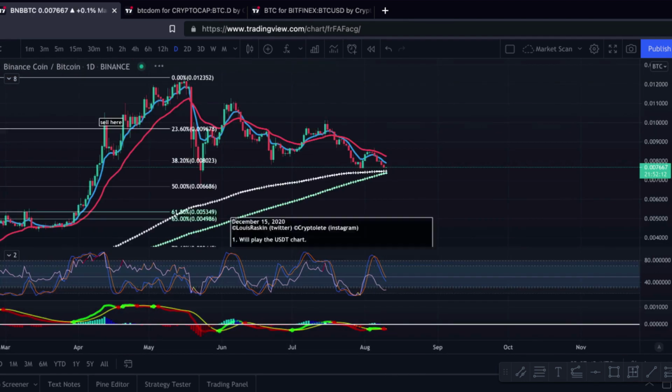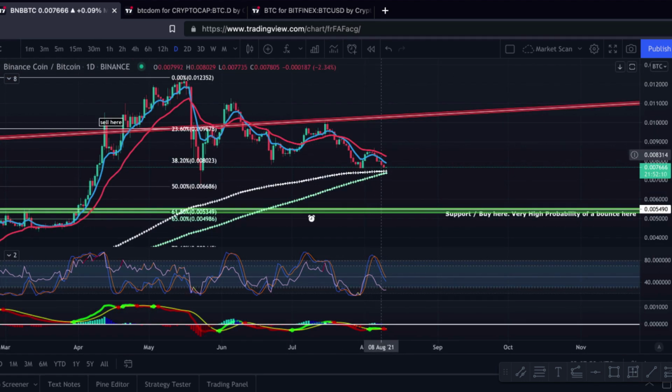Let's look at BNB versus Bitcoin. Okay, so you can see BNB versus Bitcoin is down. Oh snap! This is actually a really good, sort of a good buying opportunity, to be honest.